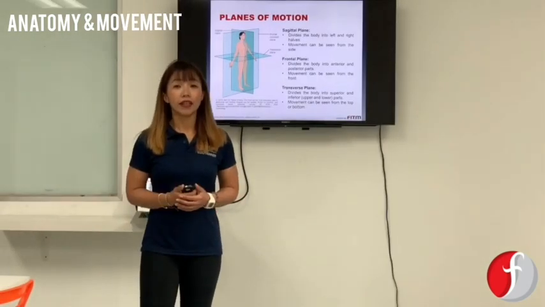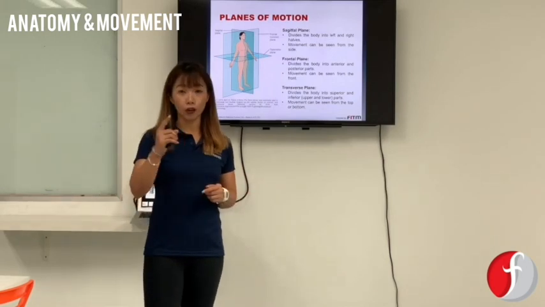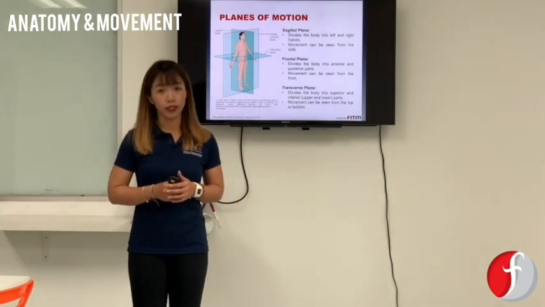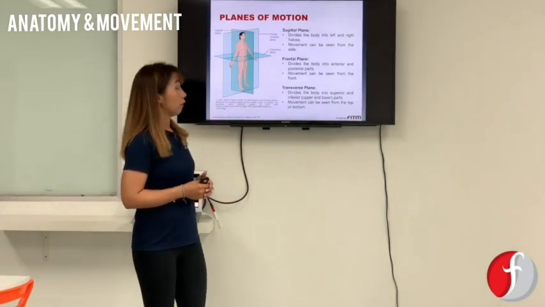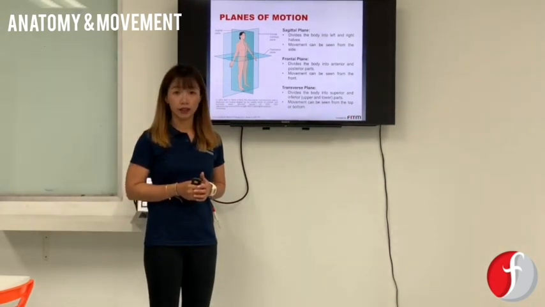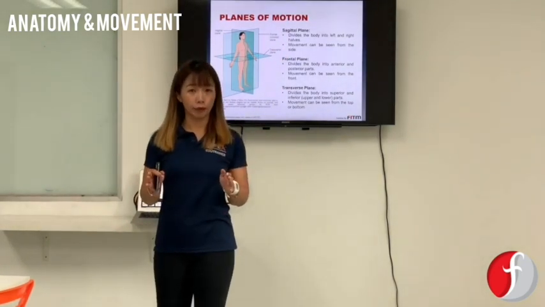Alright, now let's look at the next one. We're going to look into planes of motion, which is basically how your body is designed to move. And there's only 3 planes that your body is designed to move. First, we've got sagittal plane. So sagittal plane over here refers to any movement that you can perform.